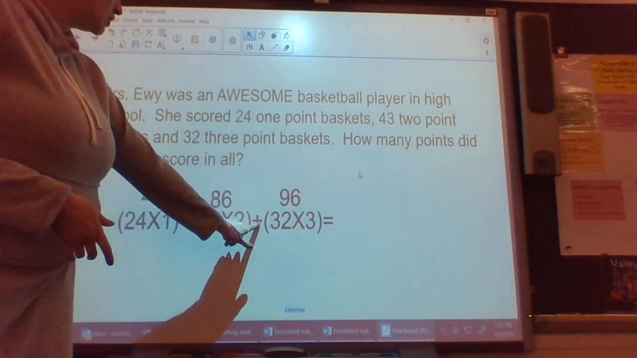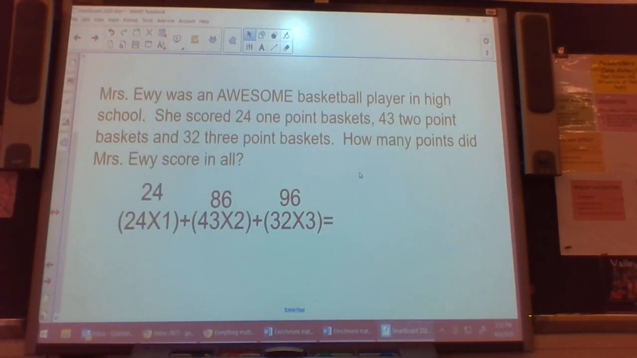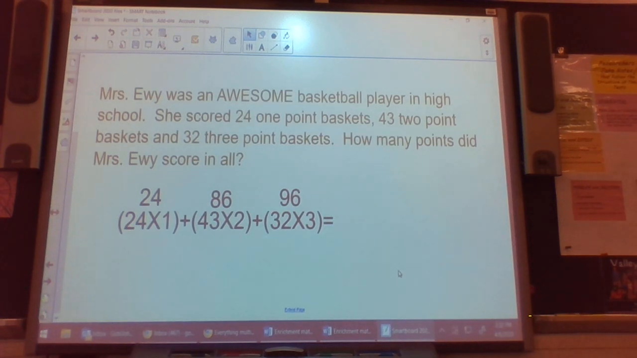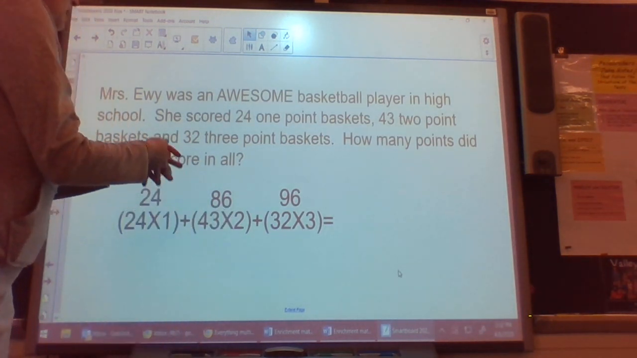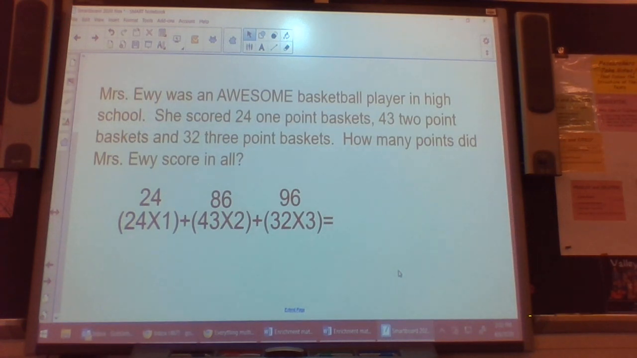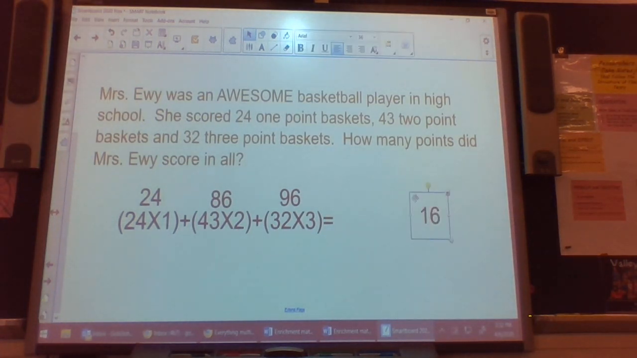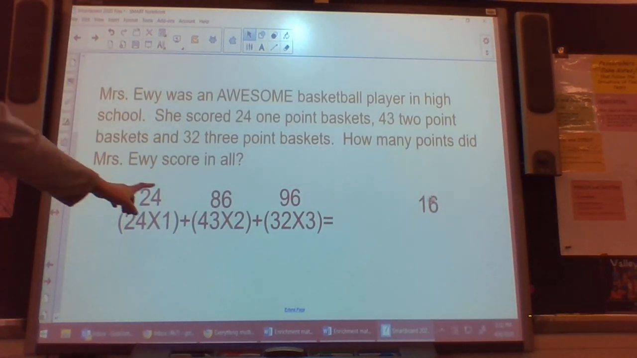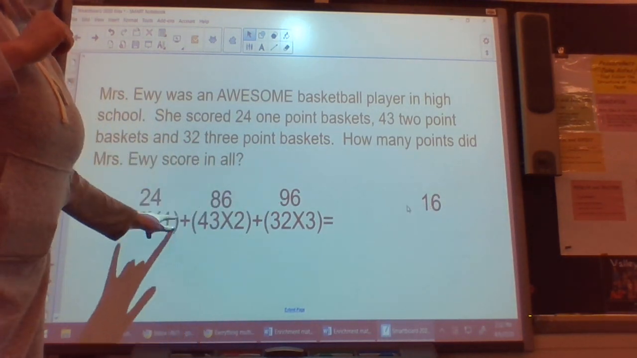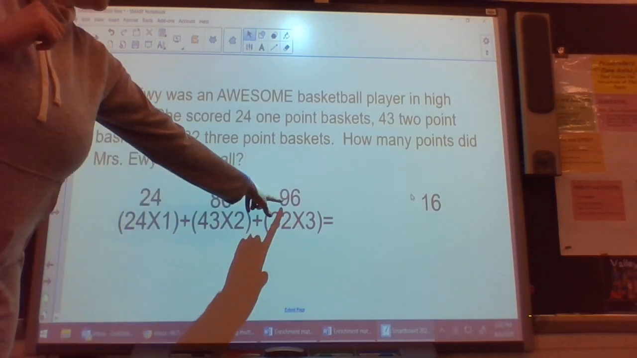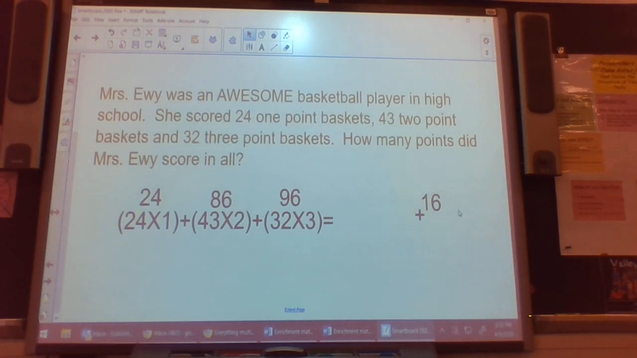Because I have addition symbols between them, I'm now going to add up all of my answers that I got for each of my parentheses. So first, I'm going to start with my ones. I see a 4 and 6, that makes 10, plus my other 6, that gives me 16, so I'm going to hold that in my head. And then I now have 8 and 2, that's another 10 right there, that's 20, and 80, so that's 100, and 90, so that's 190, so I'm going to do 16 plus 190.